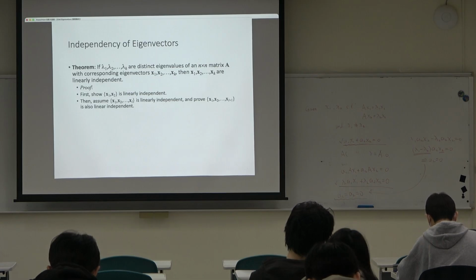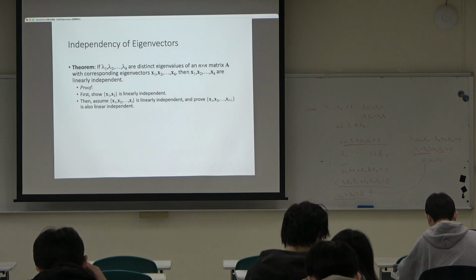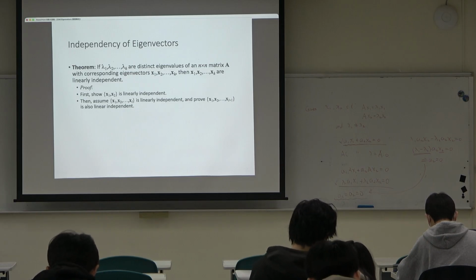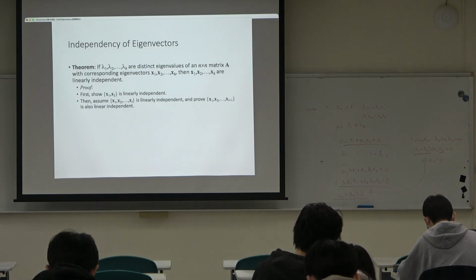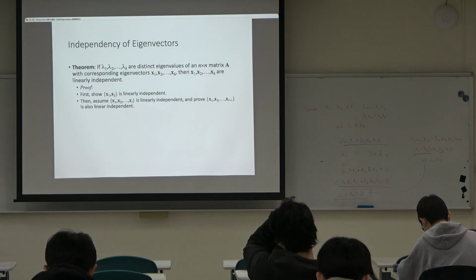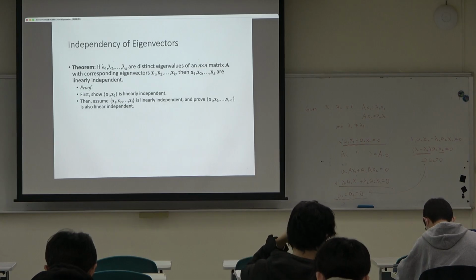Then we can easily extend this property, so I will skip that part. If you are able to extend from 2 to 3, then extending this proof from k to k plus 1 is pretty much similar. So this is the interesting property for eigenvalues and eigenvectors.